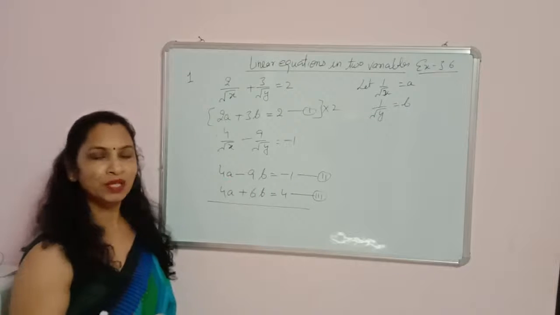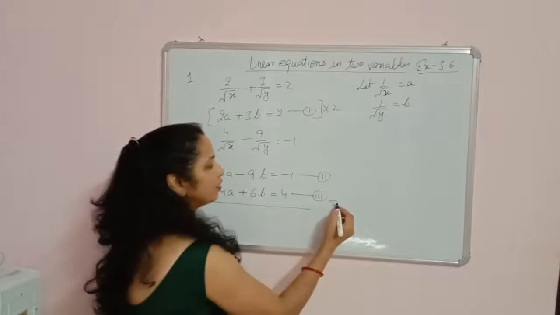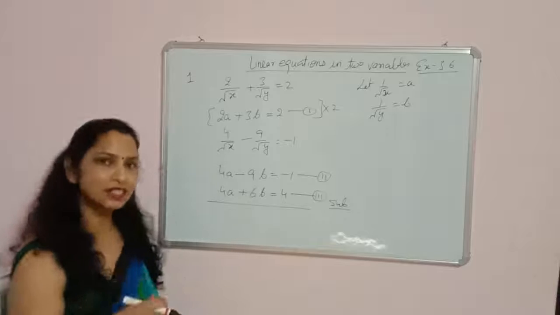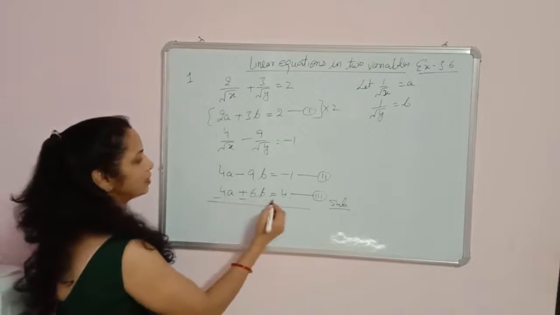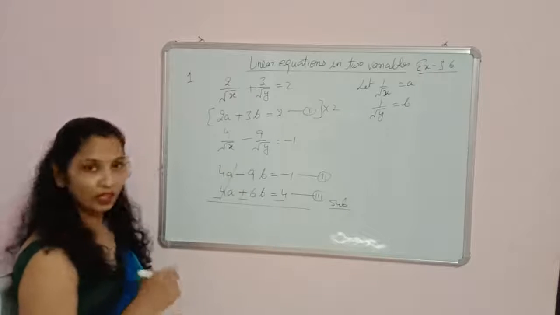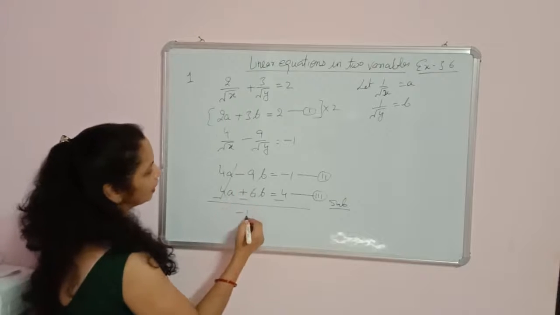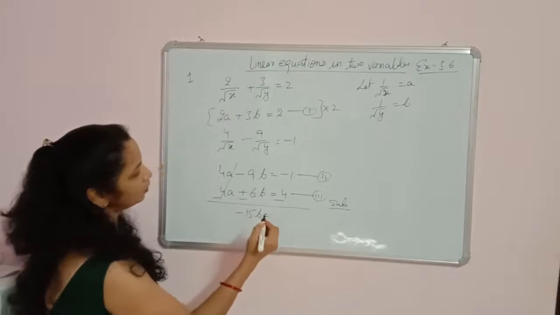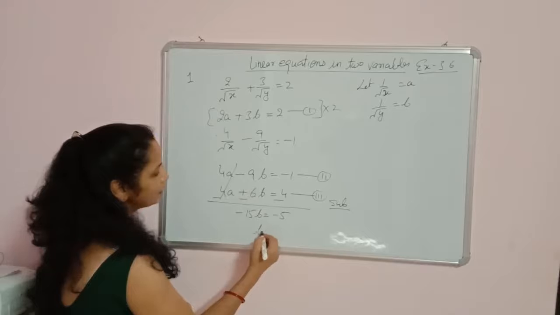So what will you do? You will subtract the equation. We know that in subtraction we have to change the sign. So it is minus, minus and minus. This 4A cancels and we get minus 15B is equal to how much? It is minus 5.